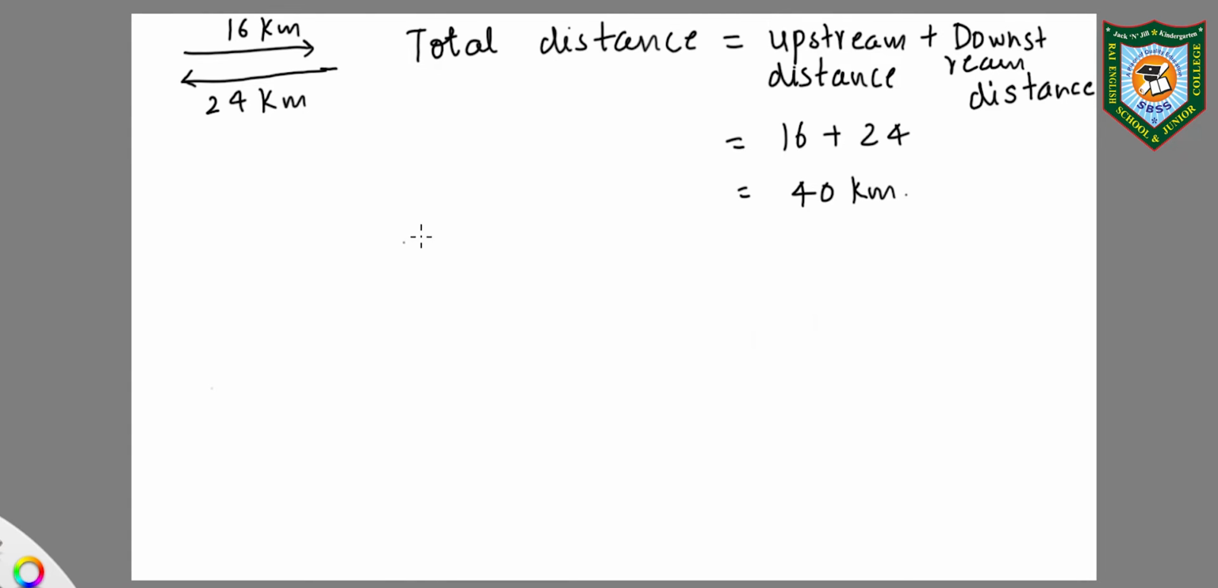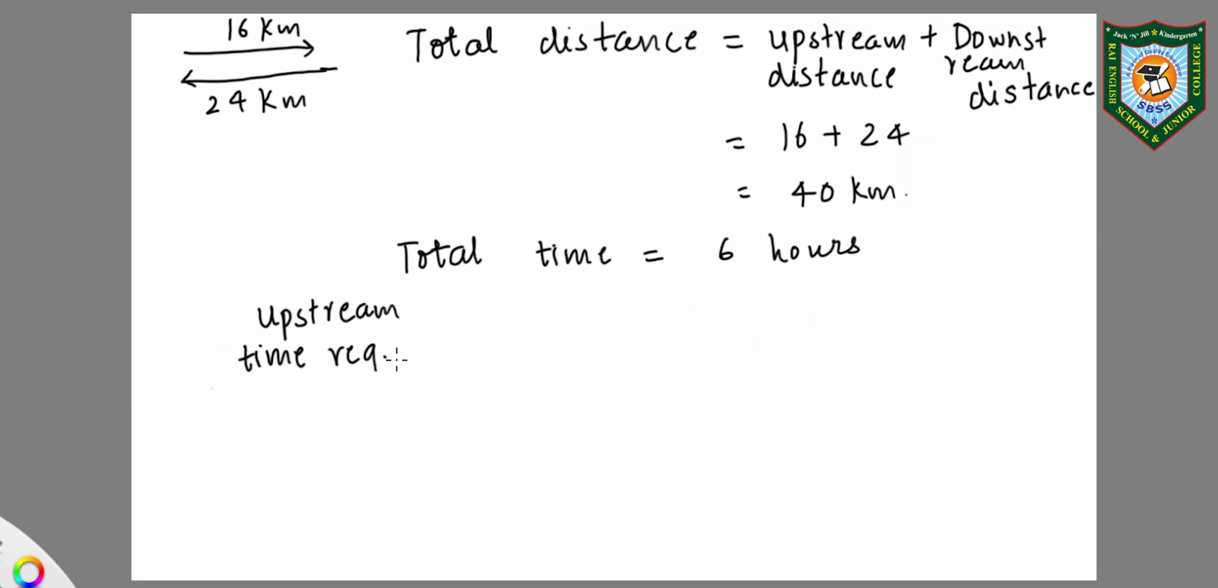Now, the total time that is required to cover 40 kilometers is 6 hours. Now, I know the total time taken, but I do not know the individual times of upstream time taken and downstream time taken. So I can say total time 6 hours is equal to upstream time required plus downstream time required, which is equal to 6 hours.